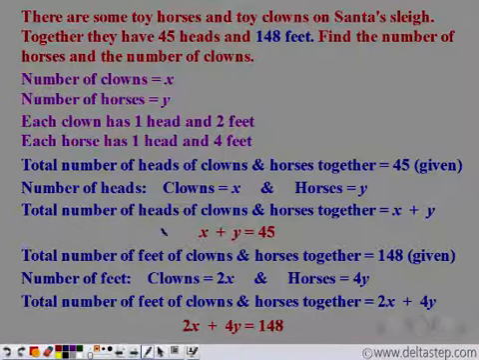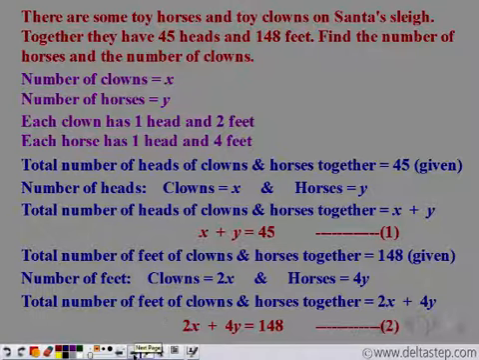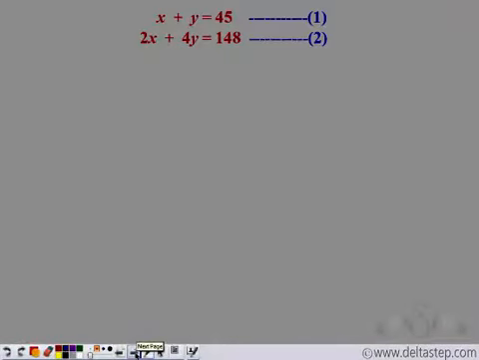Now we have got these as the two equations in two variables. In fact, these are two linear equations in two variables. So let us name them as equation 1 and equation 2 and solve them. We need to solve them in order to get the values of x and y.